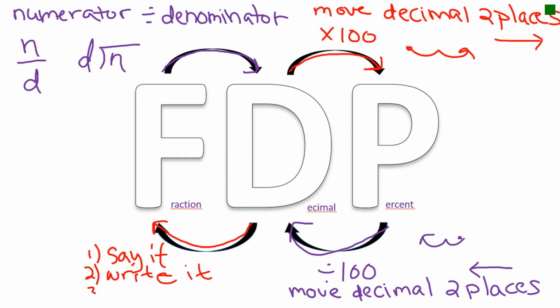And then you simplify it, if possible. So if you have something like 2/10, that can simplify to 1/5. If you have something like 50 hundredths, that can simplify to 1/2. Say it, write it, simplify it.